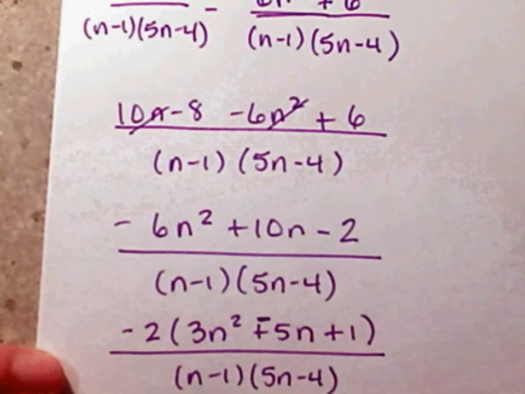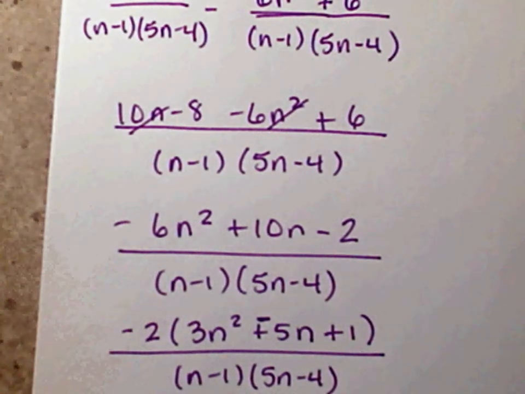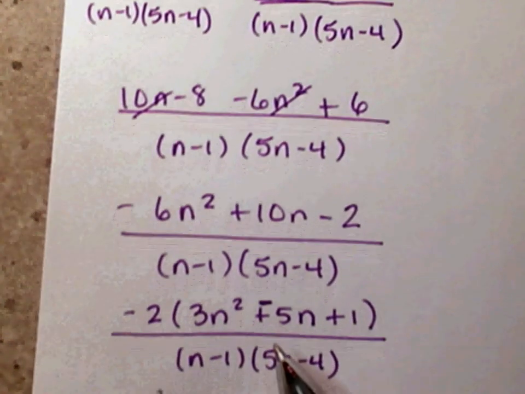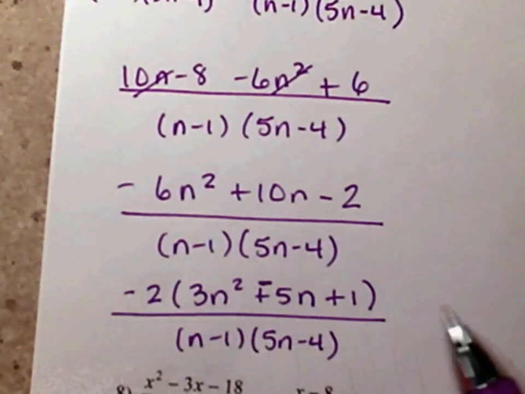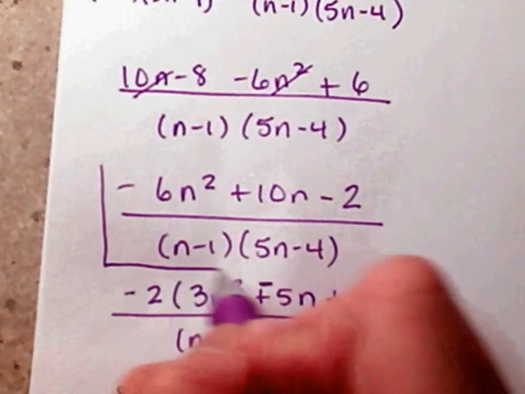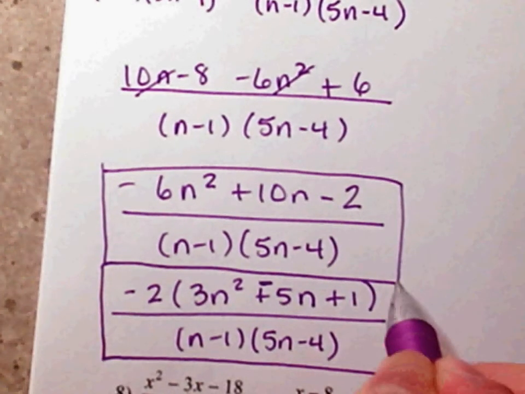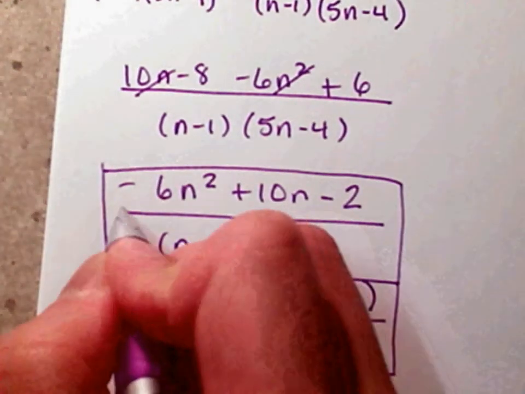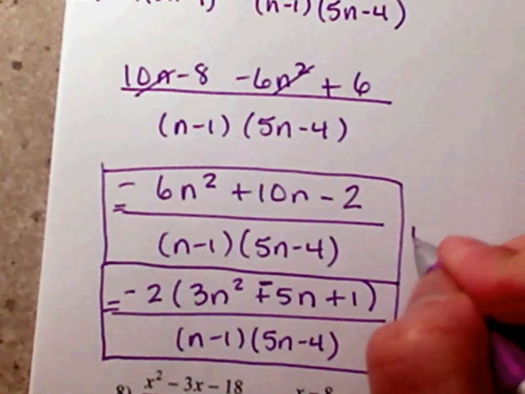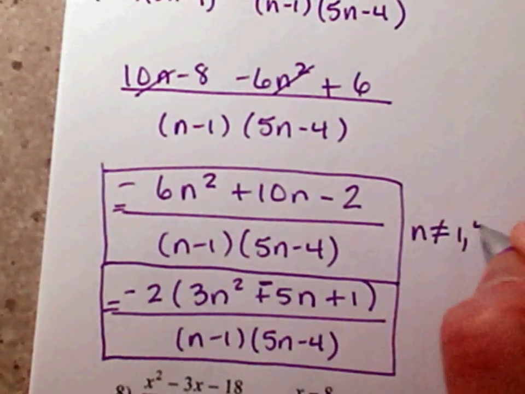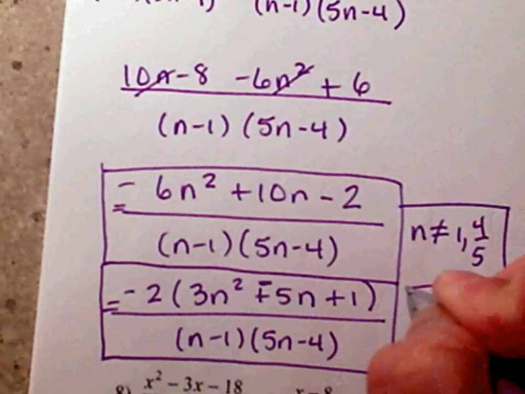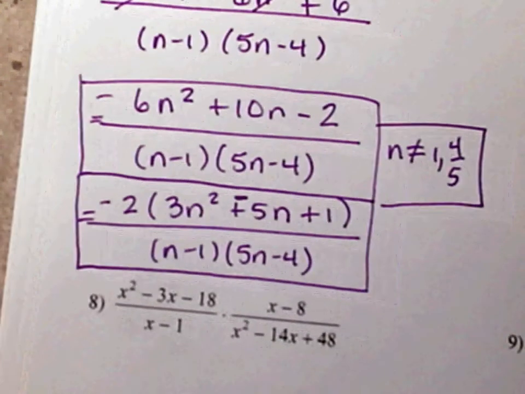All right, now you can kind of see if these guys will factor even more, okay? So what are some of those factors? If you really think about it, there's nothing that goes into that. So your answer can be left like this, or you can factor out that 2. Either one of these are a correct answer. N cannot be 1 or 4 over 5. Okay. So I will take either one of those answers.